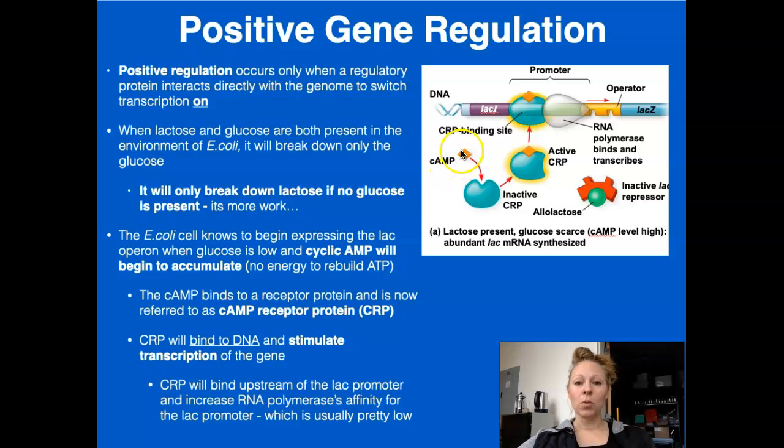And so when cAMP is more abundant, it's going to interact with the CRP molecule, or the cAMP receptor protein. And that cAMP receptor protein is going to then attach onto the DNA, the gene or the operon, and it's going to stimulate transcription. Basically what it does is it creates an affinity for the RNA polymerase. So the RNA polymerase is going to have a greater affinity to attach onto the DNA. Therefore, a greater rate of transcription will happen.